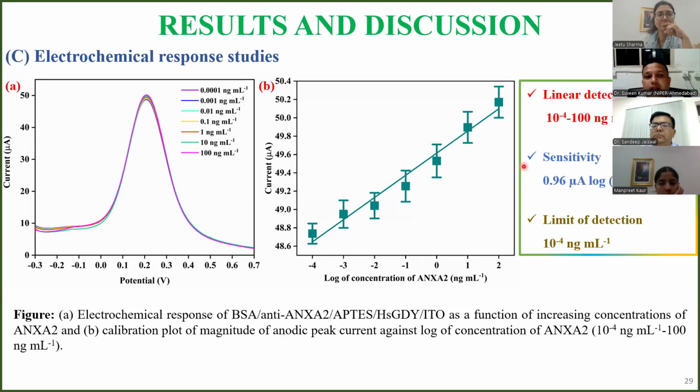So here, for this specific nanomaterial, when we are using APTS, DPB is far better with respect to CB in the impedance spectrum. Here we have obtained a linear detection range between 10 to the power minus 4 to 100 nanogram per ml, with sensitivity 0.96 microampere log nanogram per ml per centimeter square, with a limit of detection of 10 to the power minus 4 nanogram per ml.